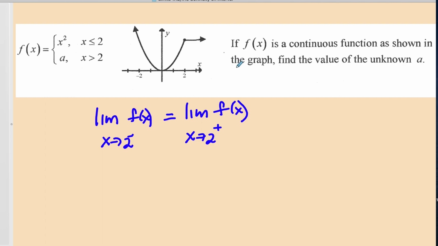If f of x is continuous, and a function is shown, find the value of the unknown a. Right here, as x is greater than 2, what must this y value be? In order for that to happen, the left-sided limit and the right-sided limit must be equal to each other. On the left side, we're going to put 2 right here. That'll be a 4. And in order for them to be equal, that limit must also be 4. So this value here must be the number 4 for that to happen.